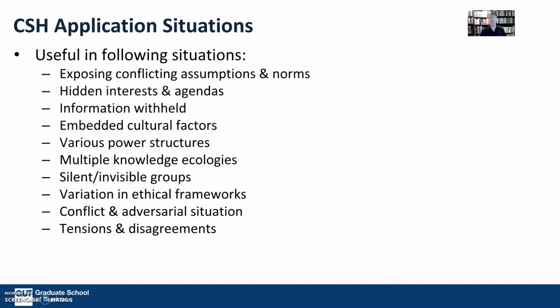How can critical systems heuristics be used? It can be used in a whole raft of situations to expose conflicting assumptions or to establish or identify norms, to expose hidden agendas or hidden interests. It can also be used to identify where information is being selectively withheld. You can use it to identify embedded cultural factors or power structures that might exist within an organizational setting.